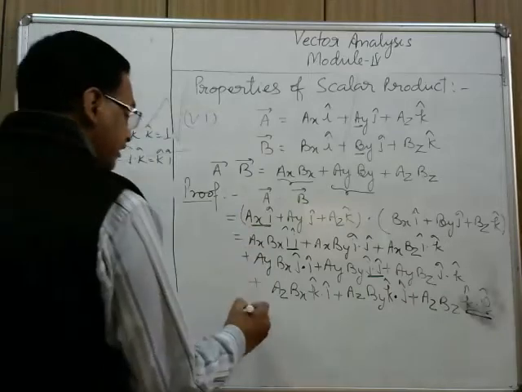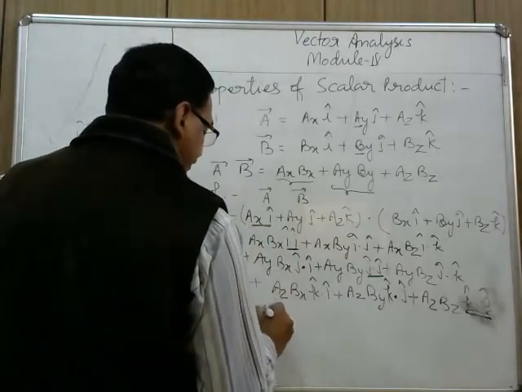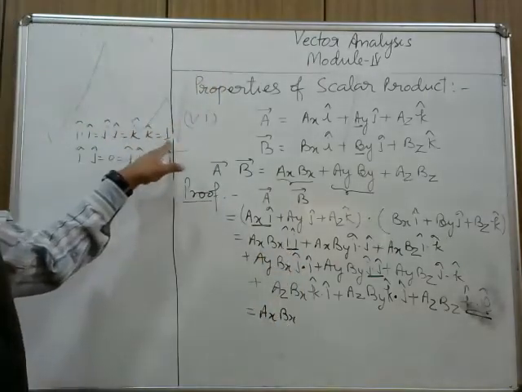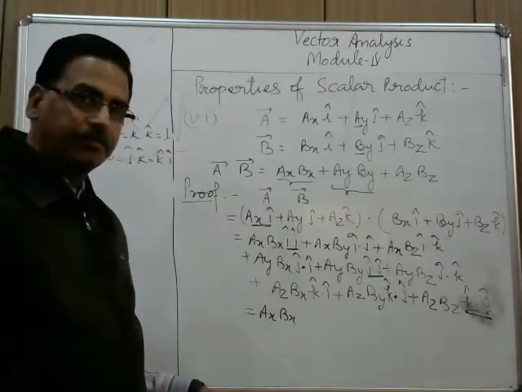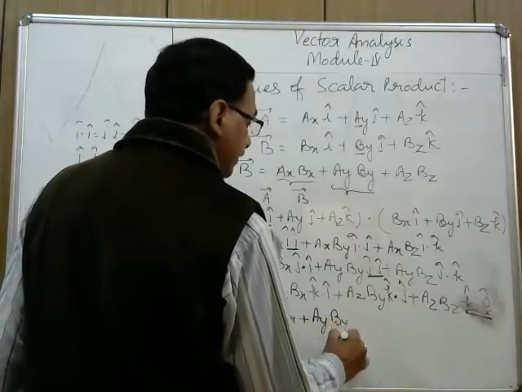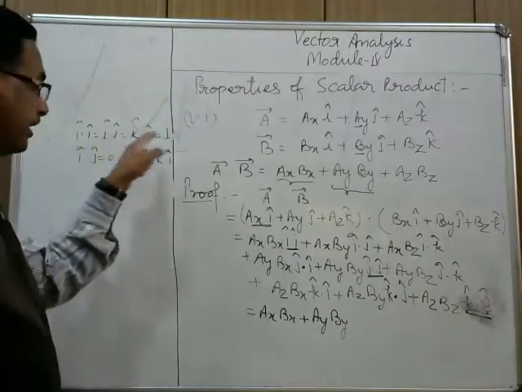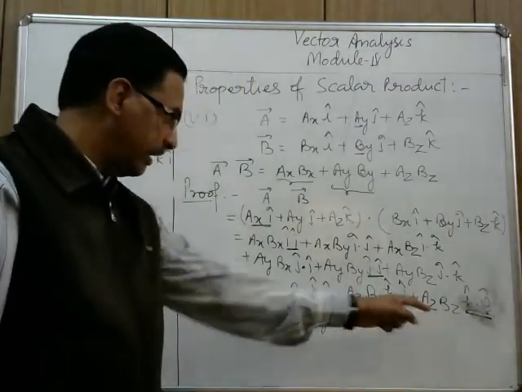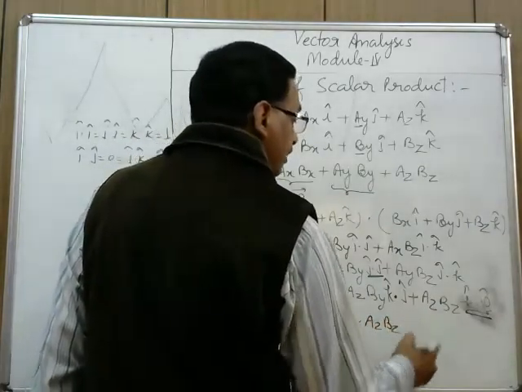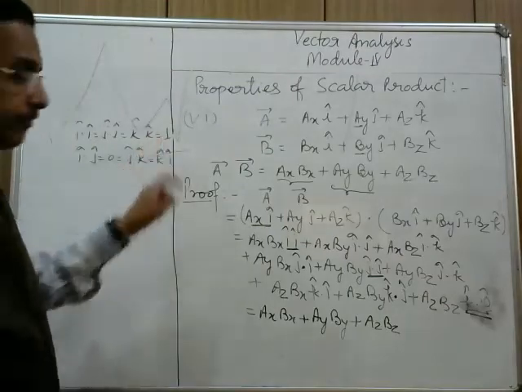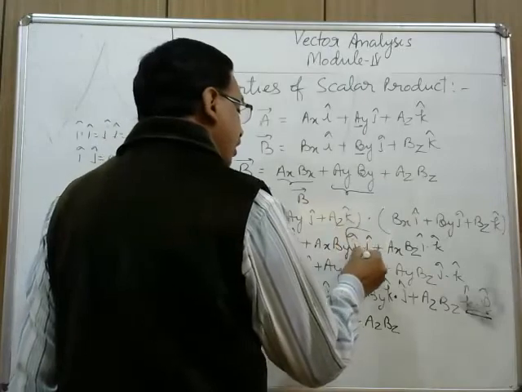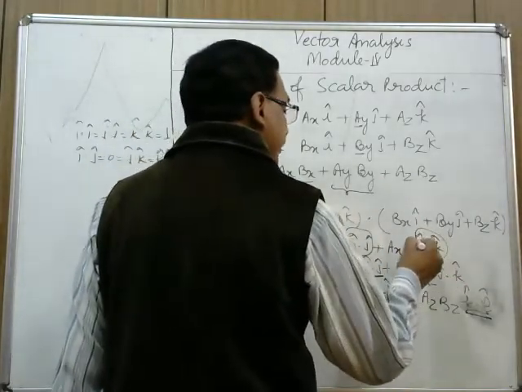So first I will write the result of this: Ax Bx. Now i dot i by property is 1. So this is 1. Now in this, plus Ay By j dot j, again j dot j is 1. So this is also 1. Lastly that term Az Bz k dot k is again 1. So this is 1.